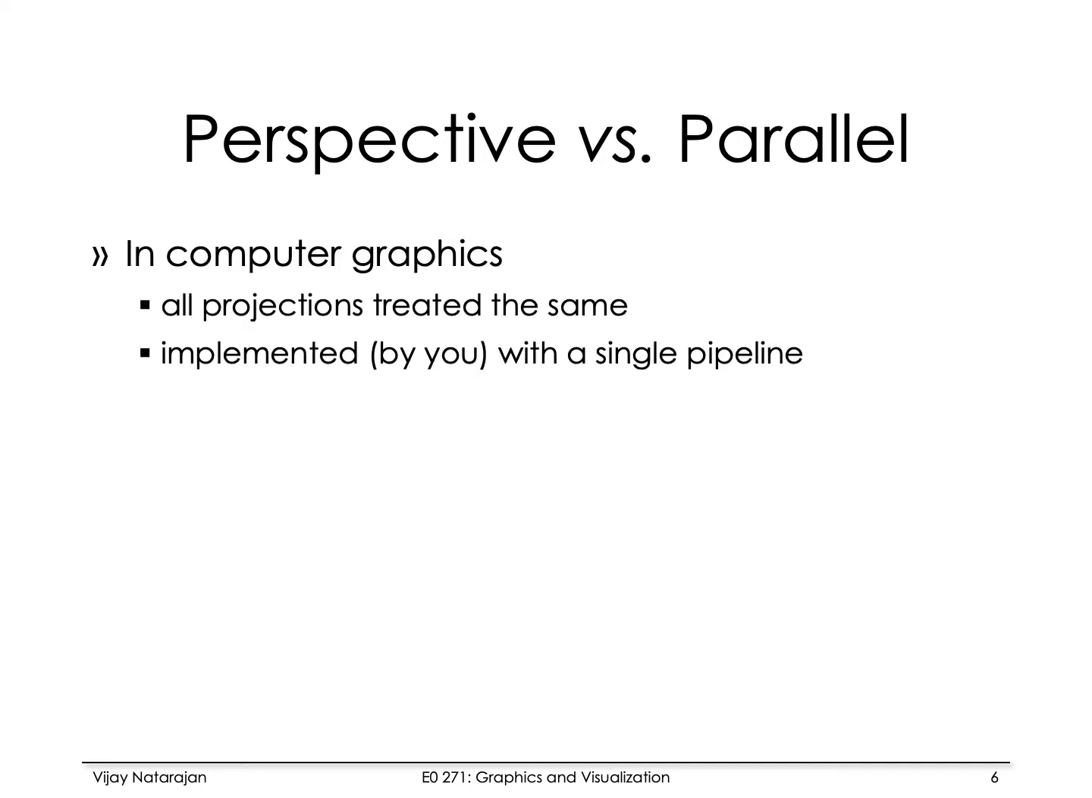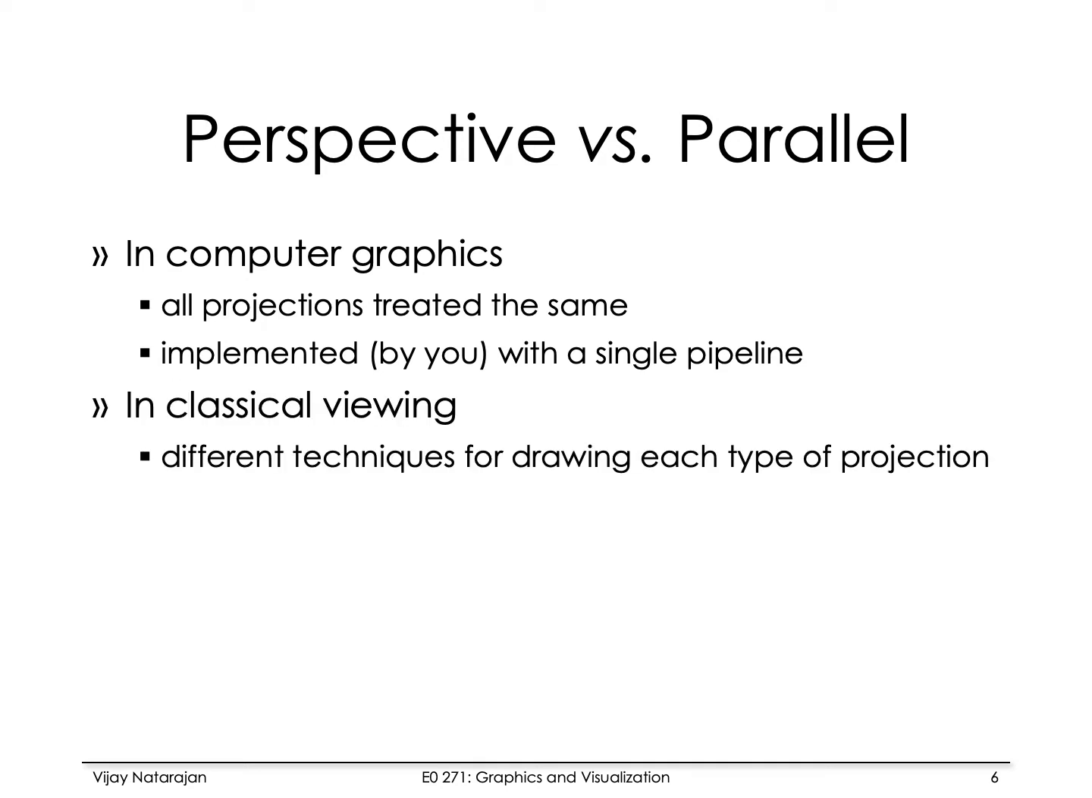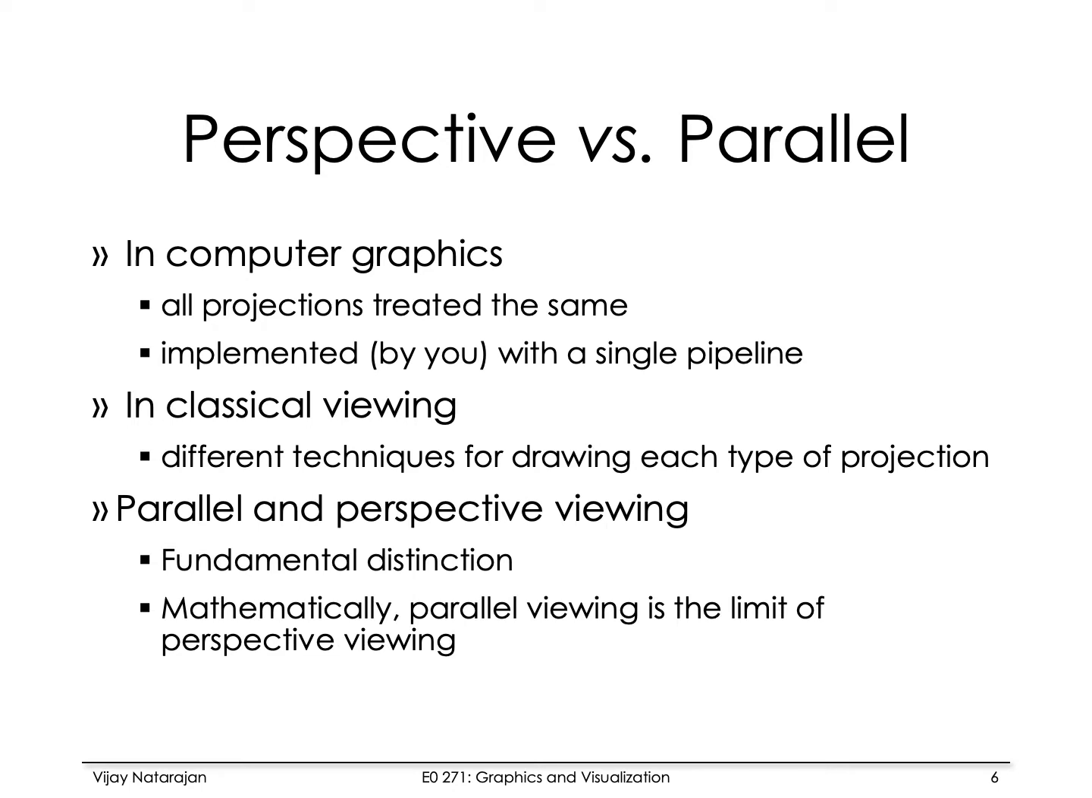So in computer graphics, the pipeline does not distinguish between the different kinds of projections. It treats all the projections the same way. They are all matrix transformations. So the difference is really implemented by you, and it's all done within the same pipeline. In contrast, in classical viewing, you would have learned different techniques for each type of projection. For example, you would have distinguished between parallel projection and perspective projection. You would have talked about different procedures for each type of projection.